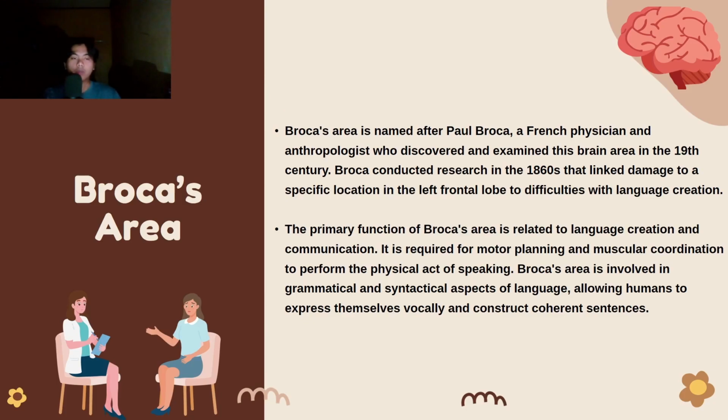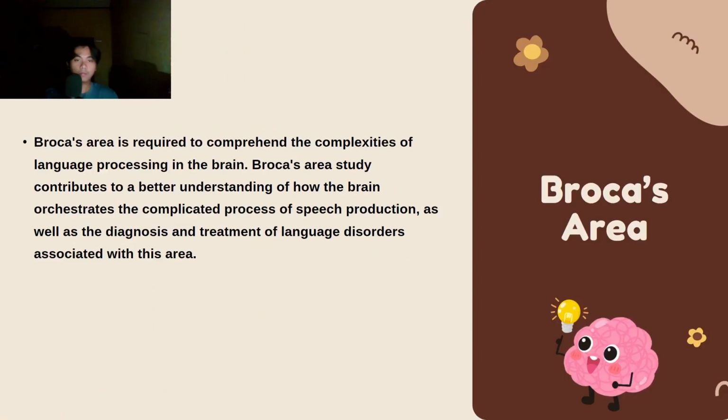So, when we're talking about Broca's area, we are referring to language production, being able to choose your words wisely, being able to properly articulate your sentences, and properly have good grammar. Broca's area is required to comprehend the complexities of language processing in the brain. Broca's area contributes to a better understanding of how the brain orchestrates the complicated processes of speech production, as well as the diagnosis and treatment of language disorders with this area.